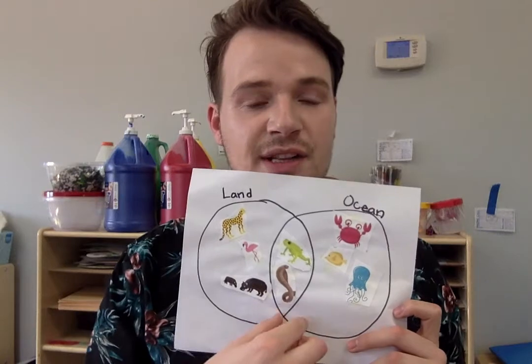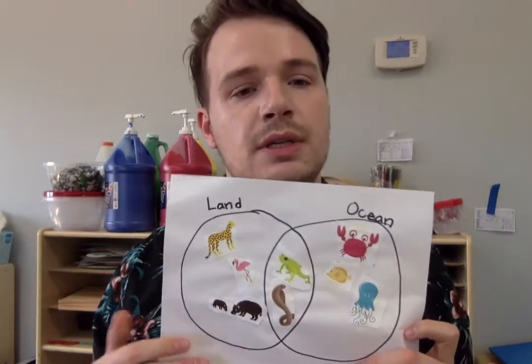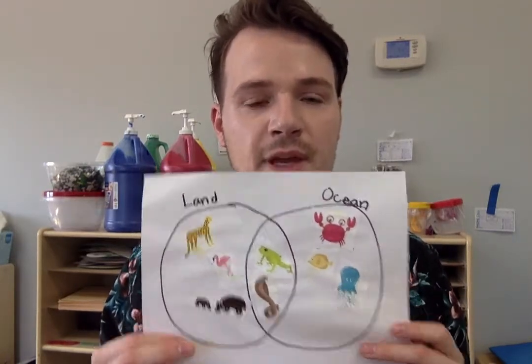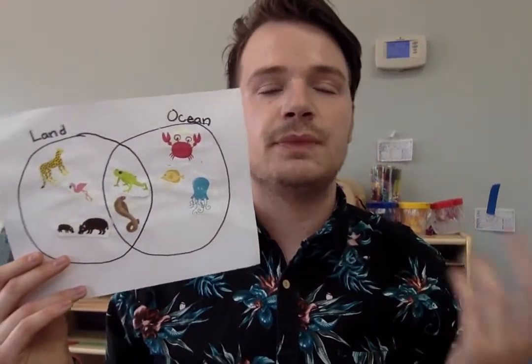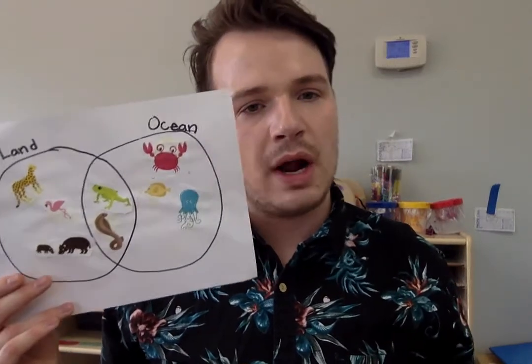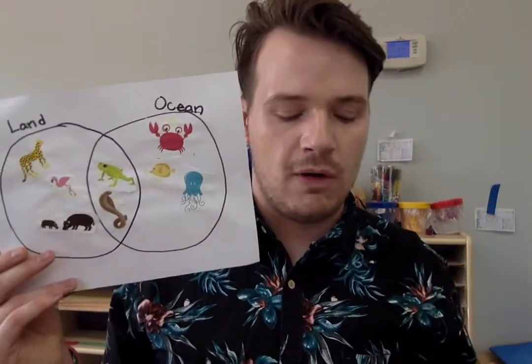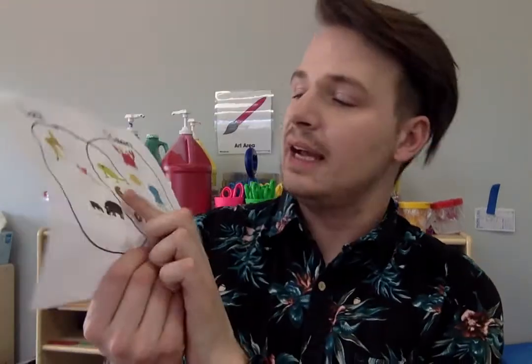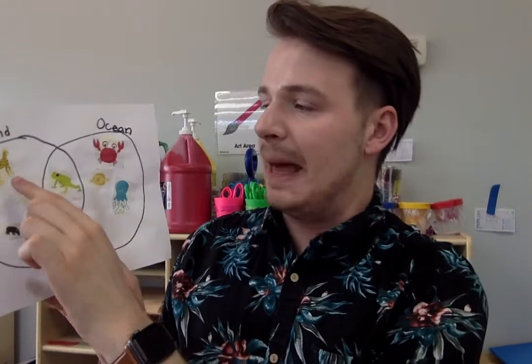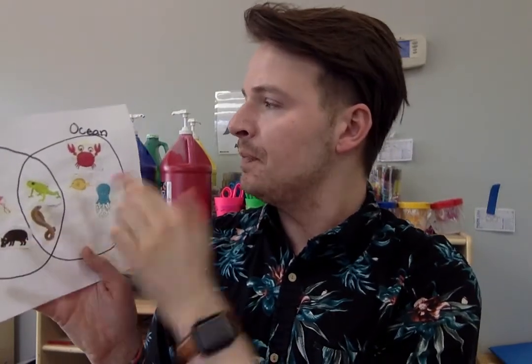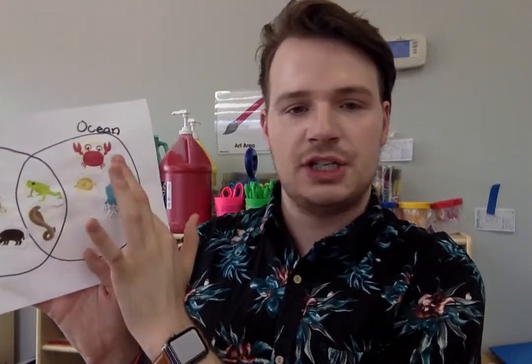The section in the middle is really cool because those are animals that are called amphibians. If you're amphibious, it means that you can live either on land or in the water. Those types of animals are like certain types of frogs and snakes. They can live on land or in water. Another example for land I put is a leopard, a flamingo, and a hippo. And for the ocean, I have crabs, a fish, and a jellyfish.